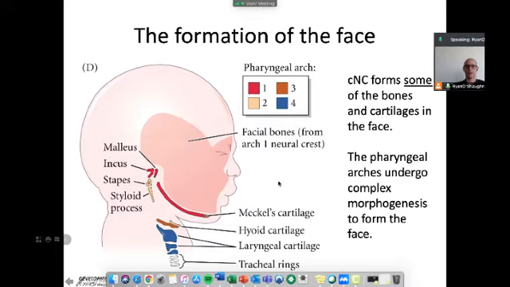We have pharyngeal arch 3 also contributing to the hyoid cartilage. And then we have pharyngeal arch 4 that contributes to the laryngeal cartilage. And then other tissues contribute to facial bones and the rest of the skull. So you can see here that from those initial pharyngeal arches, there are complex morphogenetic processes that form the face.